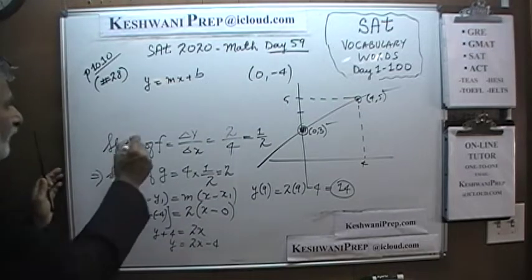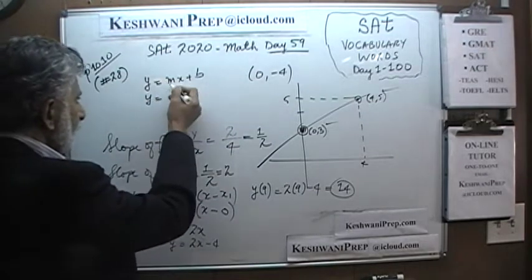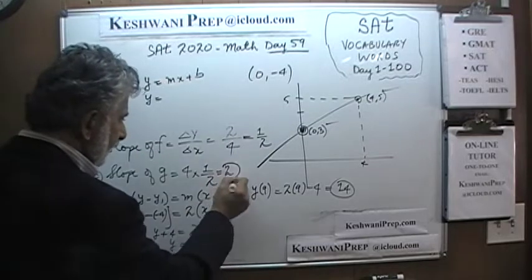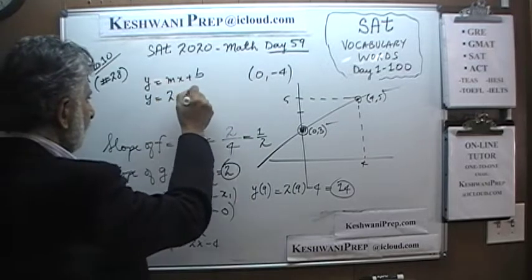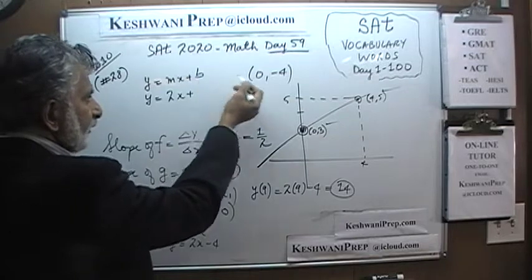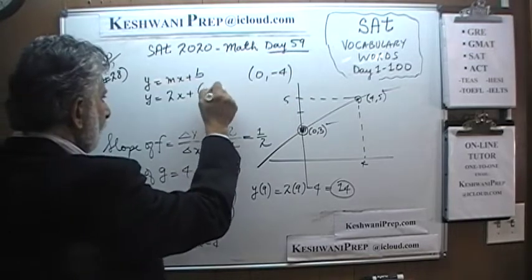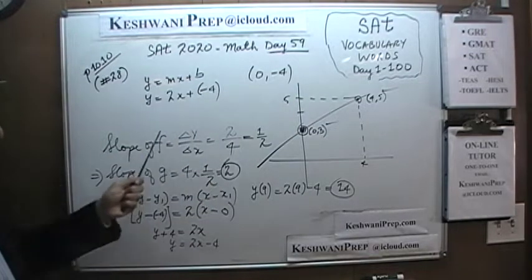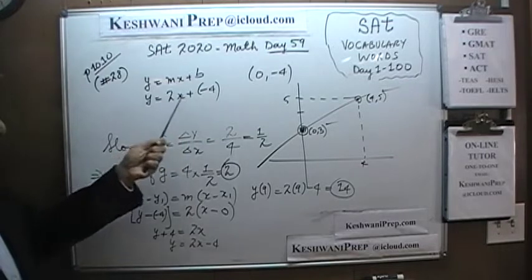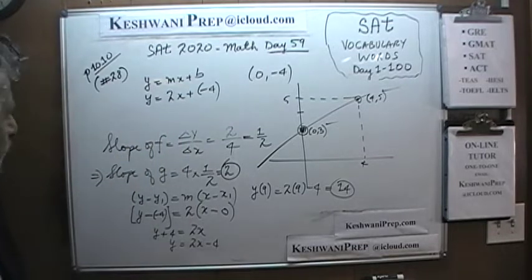It's going to be the same exact thing. y is equal to the slope, which is 2, right here, 2 times x, plus the y-intercept, which is negative 4, right there. y is equal to 2x minus 4, and then put in the value for the x. That was number 28.